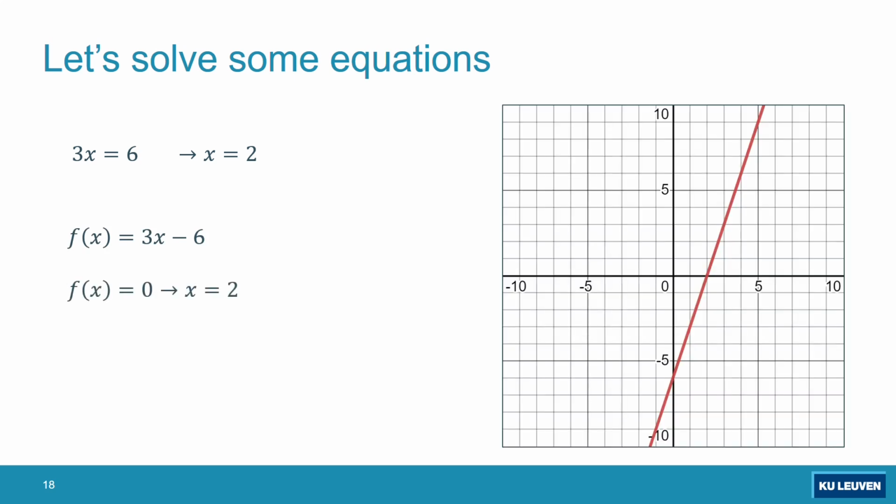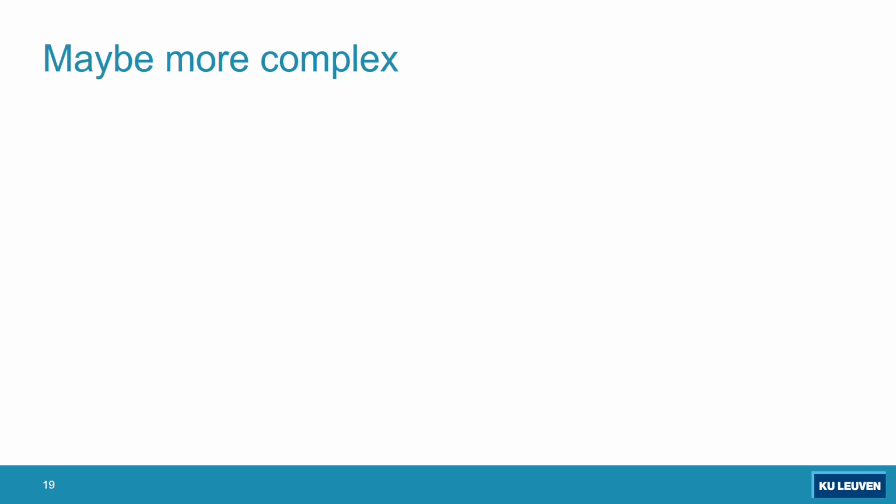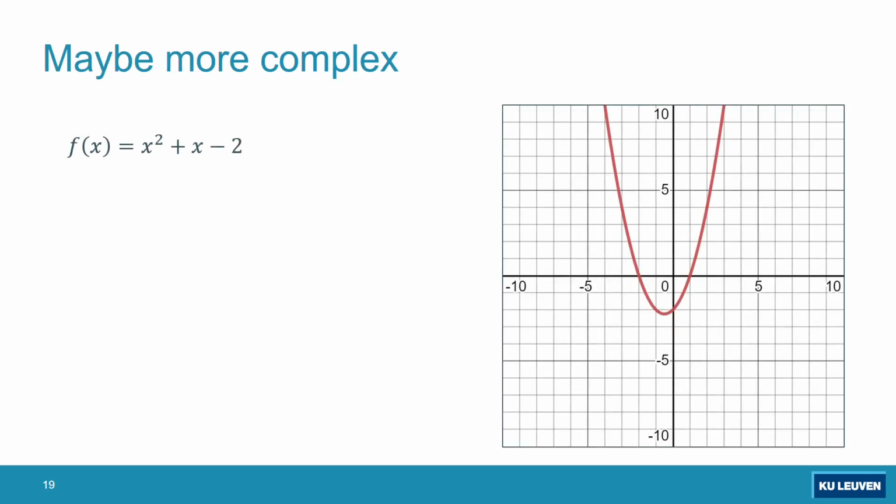Another way to face this problem is by drawing the function here and seeing where it intersects the x-axis, and that's the root of the function. Let's make the function a little bit more complex. So something like this. This equation can still be solved analytically. We know how to factorize it, and then the roots are 1 and minus 2. And graphically representing, you can see the roots there.